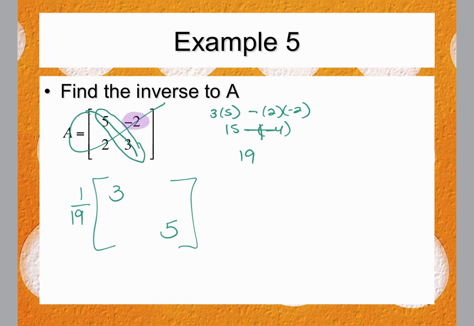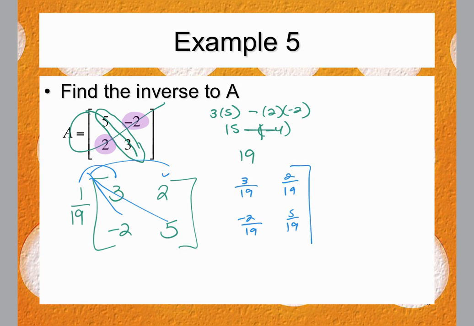And I change the signs on these, which sadly means it also looks like it's switched, but that's not what it is. 2, -2. Changing the signs. So switch top left, bottom right, changing the signs on the other ones. Then I distribute in my 1/19. I'd end up with 3 over 19, 2 over 19, -2 over 19, and 5 over 19. And that's the inverse to A. So determinant, put 1 over it, switch the A and the D, change the signs on the B and the C, and then distribute that fraction.